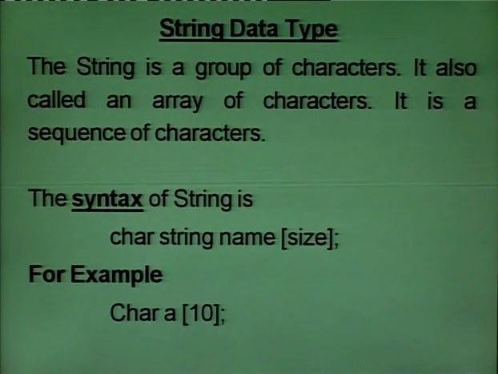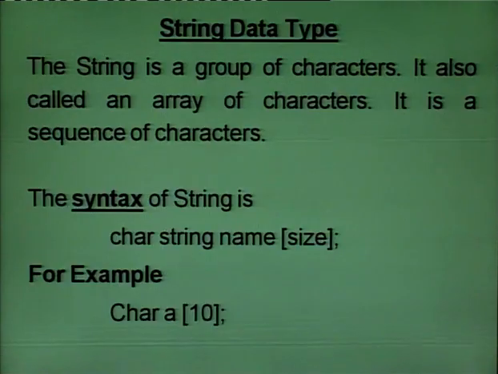The syntax for the string data type is, first, we have to use the character and then the string name. Character is the data type that is defined for the string data type. Then there is a string name, any name you want to give to the array is defined here. Then there is the size of the array. You have to define the number of elements you want to enter into the string.